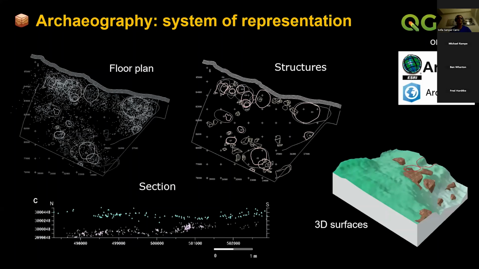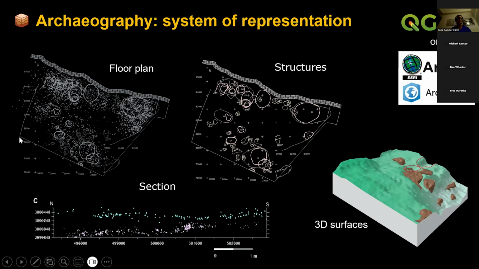The next slide, there we go. So in terms of the system of representation, these are just some examples of the kind of maps we produce with the software. We introduce several graphical representation tools, so we can automatically generate files that contain the floor plans like you have here on the left of the screen. And this is again an example from Roca dels Bous. We can create vertical sections and we can draw different features within the archaeological unit.